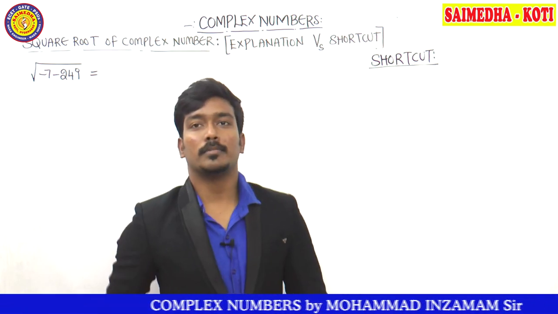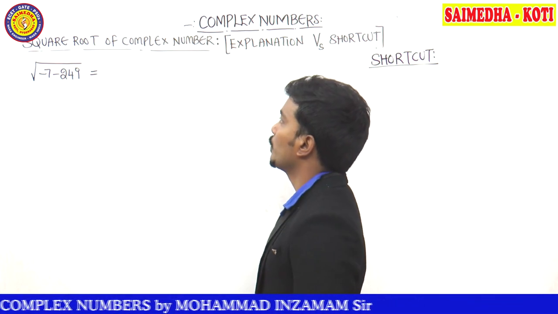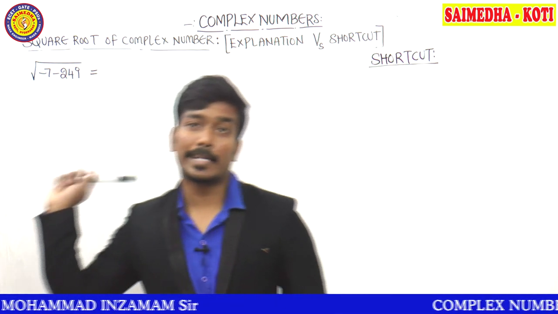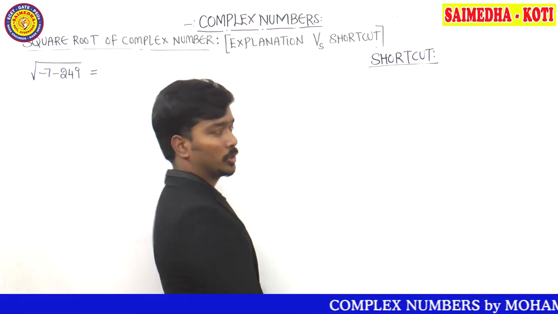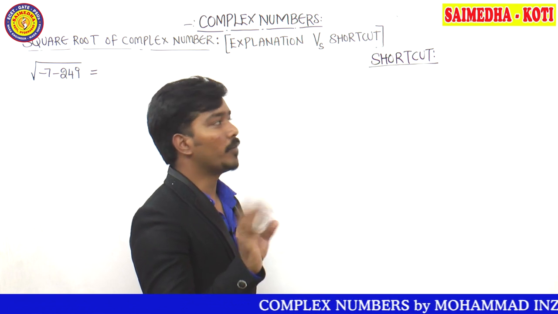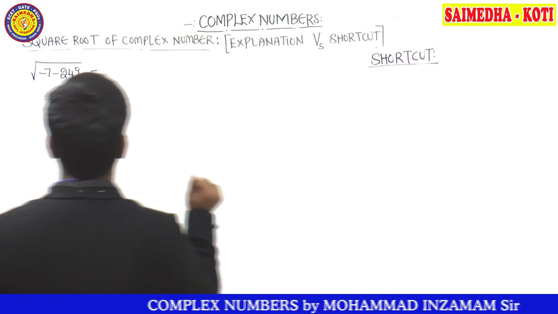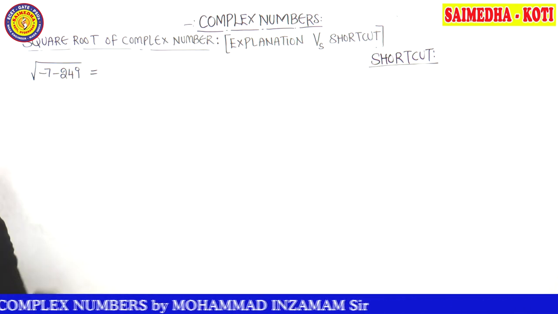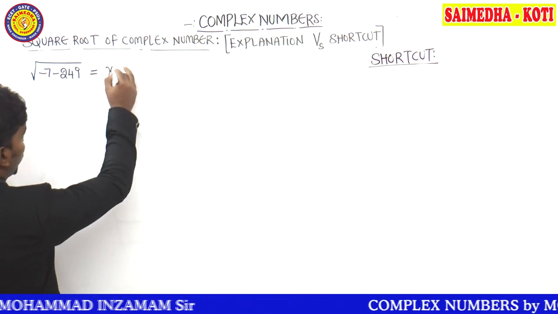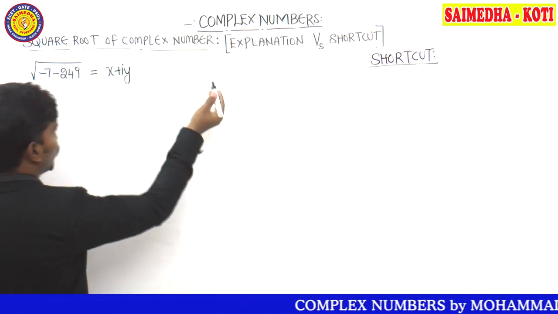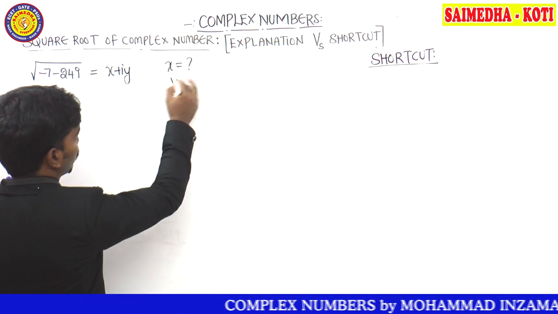Let's observe the next concept, guys, that is given as the square root of a complex number. First of all, we'll go with the explanation part, then I'll tell you about the shortcut to solve it within some 5 to 10 seconds itself, guys. Let's try and understand now. The question given is: root of minus 7 minus 24i is equal to some x plus iy. Then what are the values of x and y?